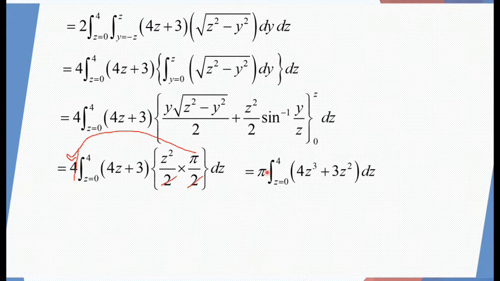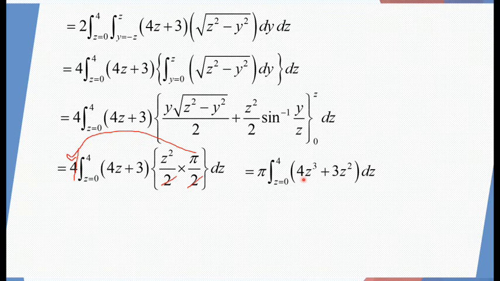So we can write it as pi integral z equals 0 to 4, 4z plus 3 into z square. So we can take z square inside the bracket. So it will be 4z cube plus 3z square dz. Now this is the single integral, so we can integrate it with respect to z.